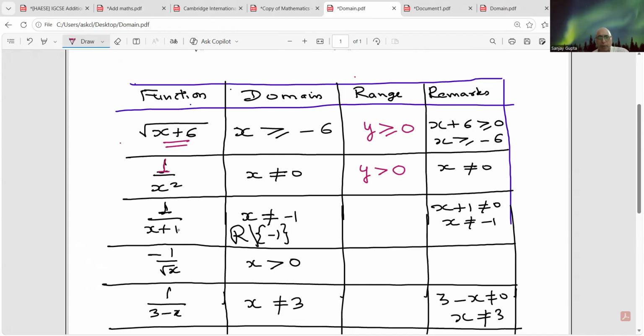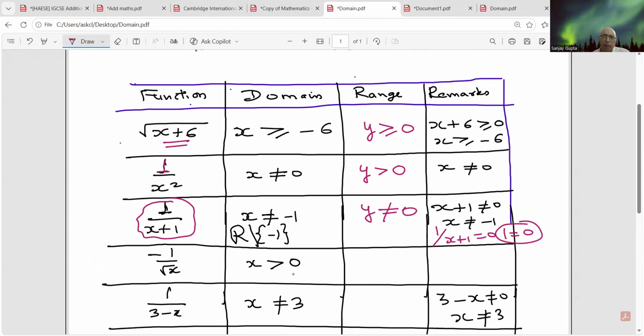x not equal to minus 1. That's okay. But what is there in the numerator? 1. And 1 can't be 0. So can y be 0? Can we have any value of x where this can become 0? So 1 over x plus 1, if it has to become 0, then 1 has to be equal to 0, which is not possible. So y can't be 0. That is the range of this function. All other values we can get as the output of this function from minus infinity to infinity, but we can't get 0 from this function.